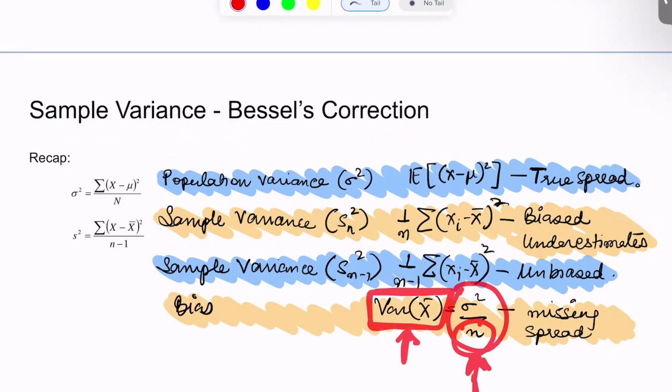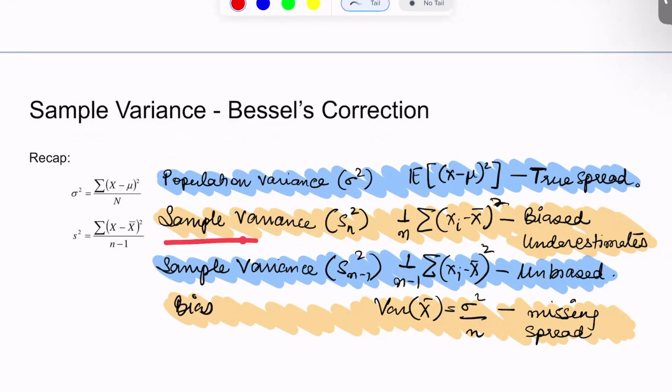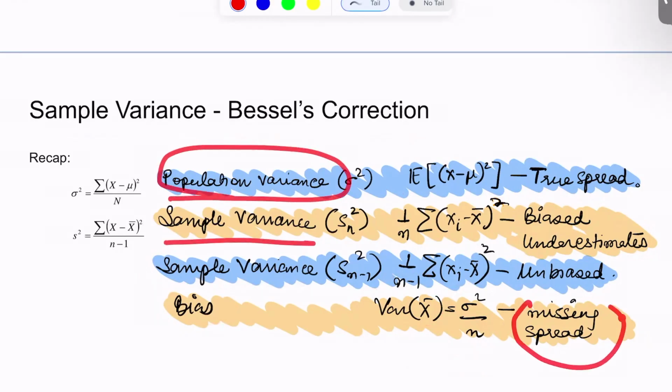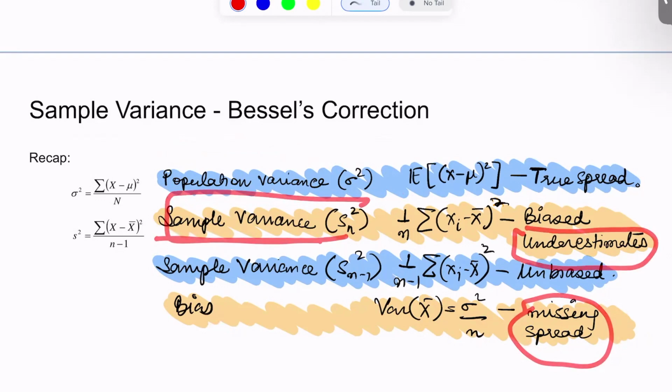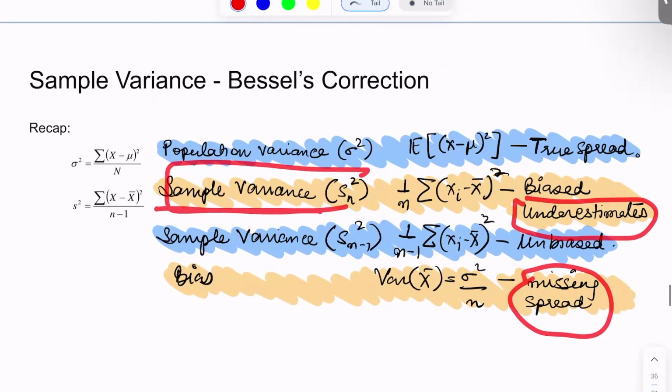And as n increases, this variance of x bar also reduces, and the sample variance gets closer and closer to the population variance. This is the missing spread because of which the sample variance in this case becomes an underestimate. So yeah, this is it for this video.